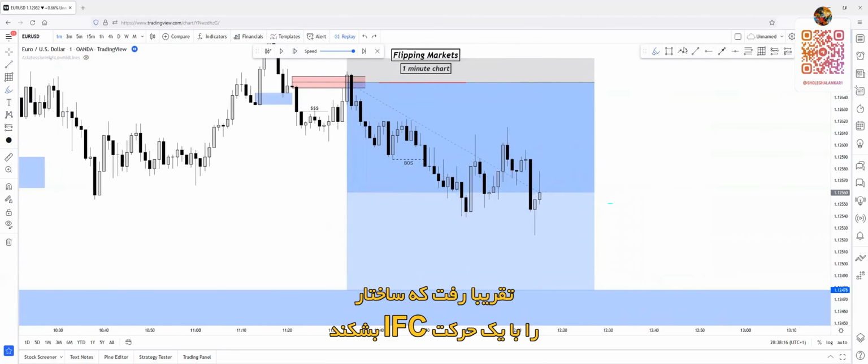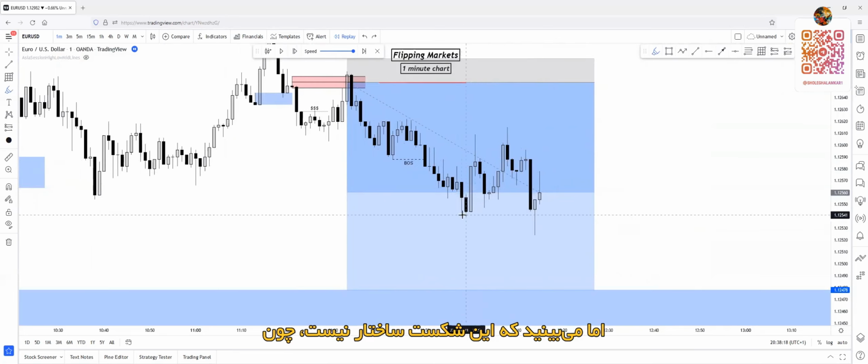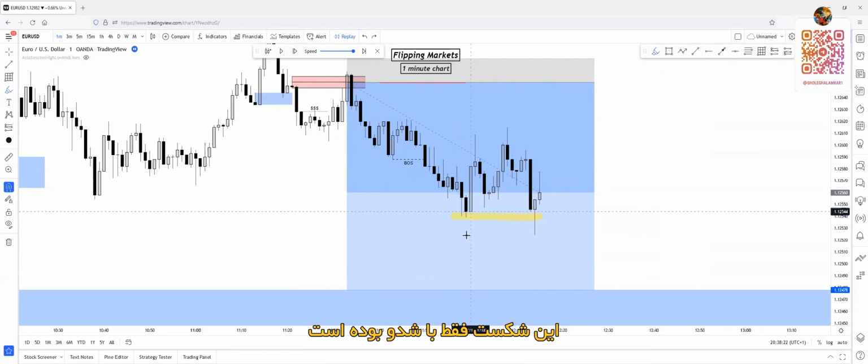It almost broke structure between the inefficiency and the push. As you can see, this is not a break of structure because this was just a weak break. So weak breaks aren't break of structures. So I will just keep my stop loss in break even. Still, let's see what happens next.